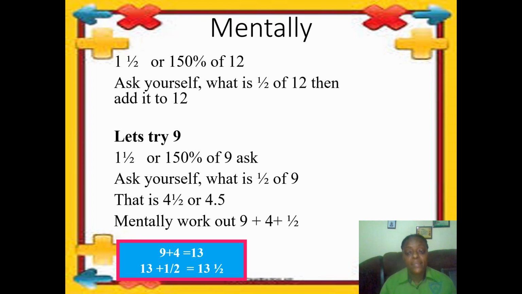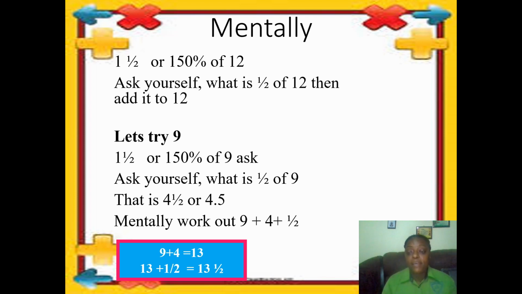We look at 9. 9 is an odd number, so inevitably you're going to get a fraction in your answer, because when you divide an odd number by 2, you get a fraction. So we can say a half, or we can say 5/10. So 1.5 of 9, a half of 9 is 4.5. So 9 being 1 times 9, we said 9 plus 4, 13, plus a half would be 13.5.